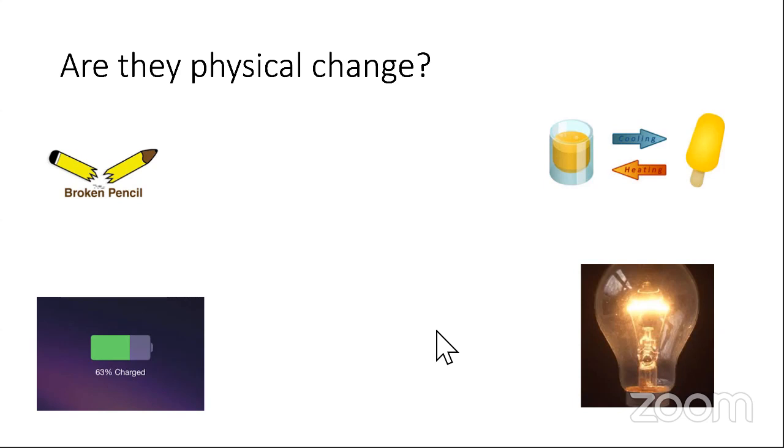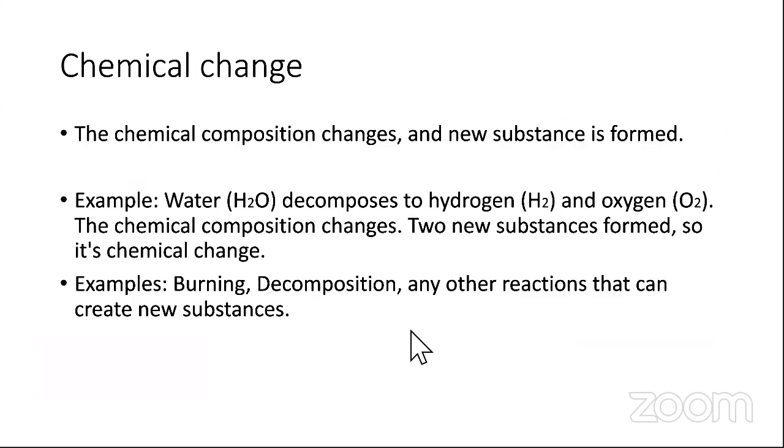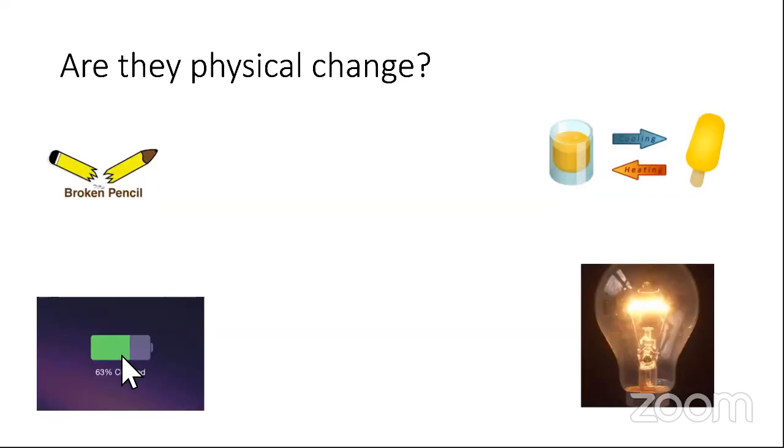Let's move on to chemical change. Chemical change is basically the opposite of physical change. The chemical composition changes and a new substance is formed. So basically, charging is a chemical change because there's a new substance formed that fills the battery.